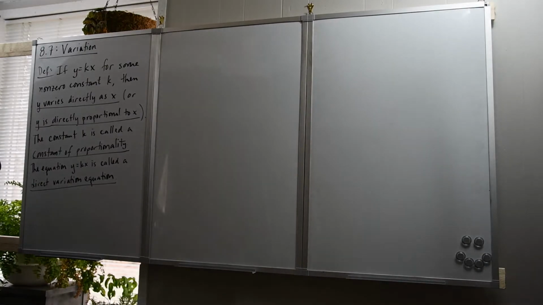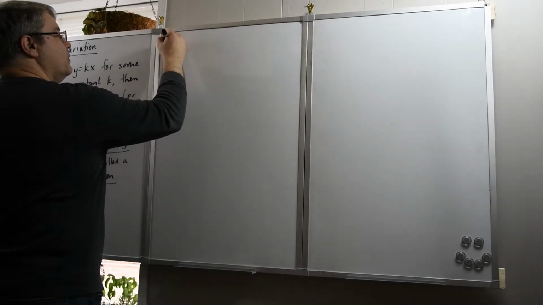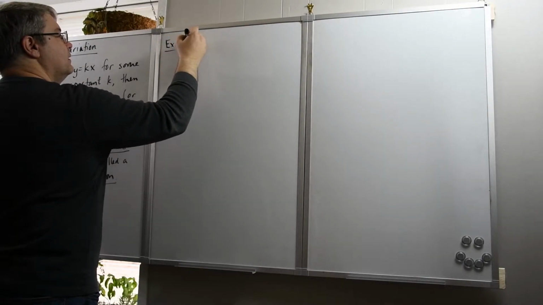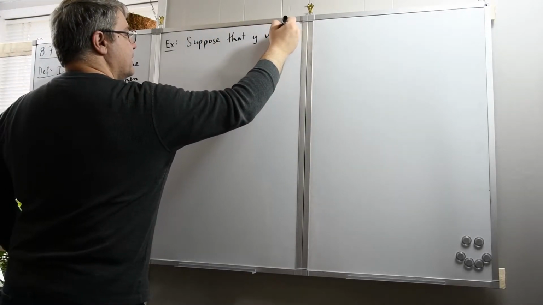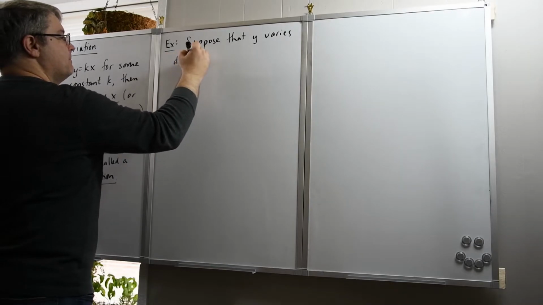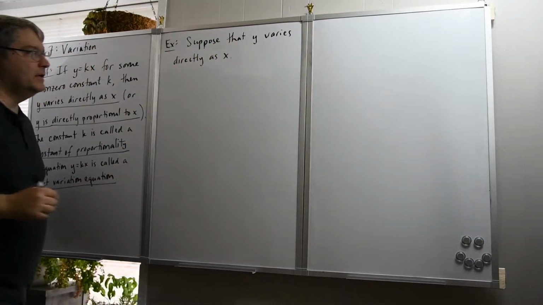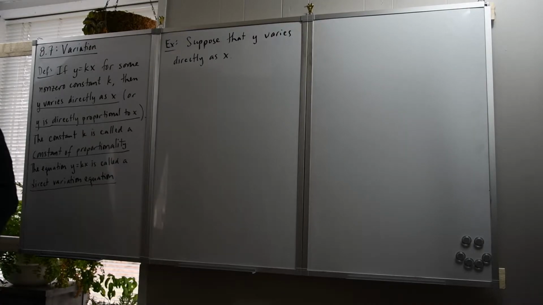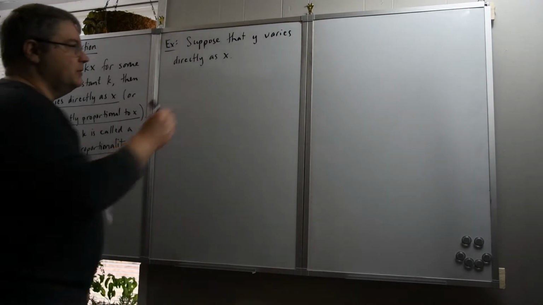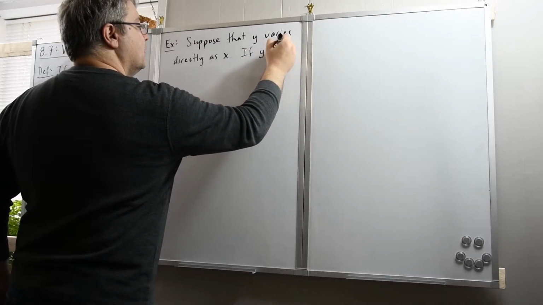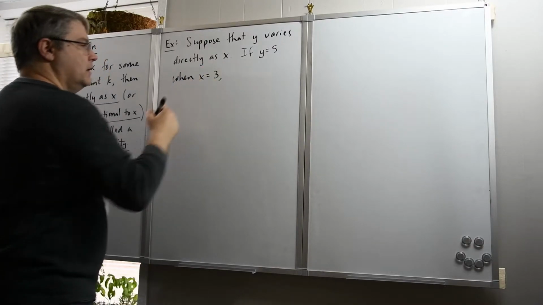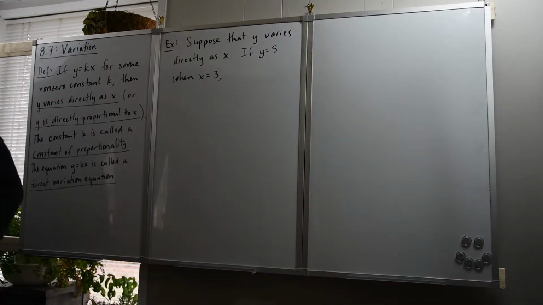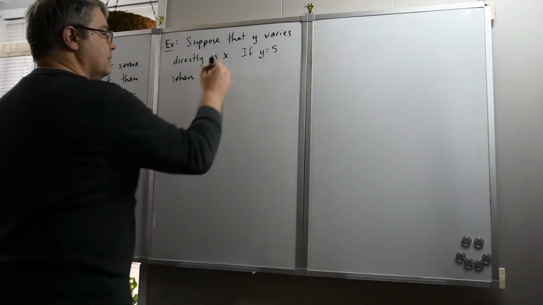So let's take a look at some examples. Let's say that we know that Y varies directly as x. Okay, so y varies directly as x. Now, if y equals 5 when x equals 3, then we're going to try to figure out an equation for x and y.